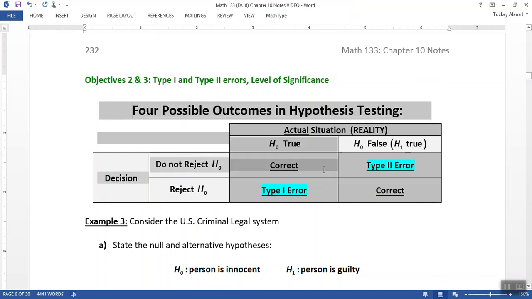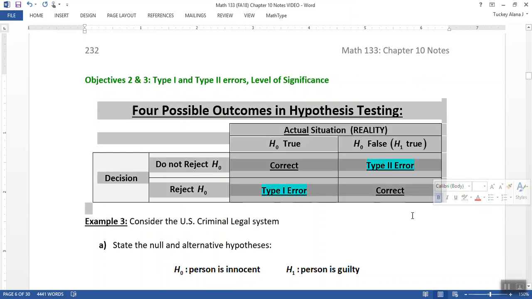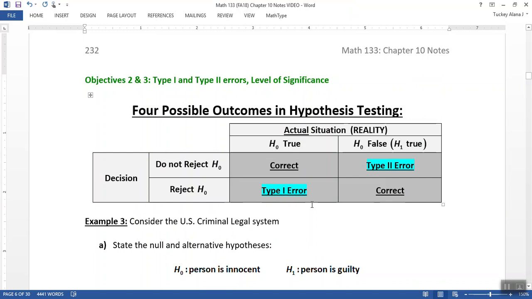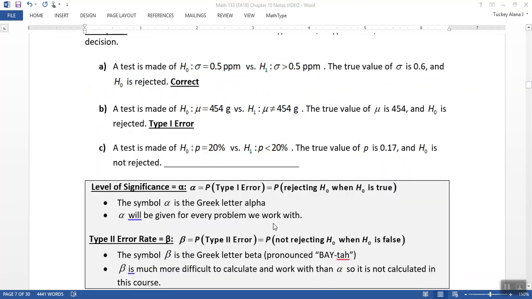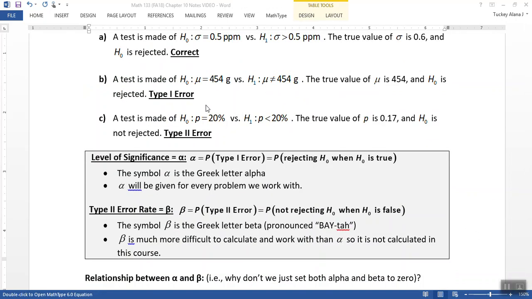So have this table right here put right onto your note sheet. Very important to know that for the exam and for the final exam. And here we are with a type 2 error. All right, so now we have a sense of how to gauge correct decisions, type 1 and type 2 errors.